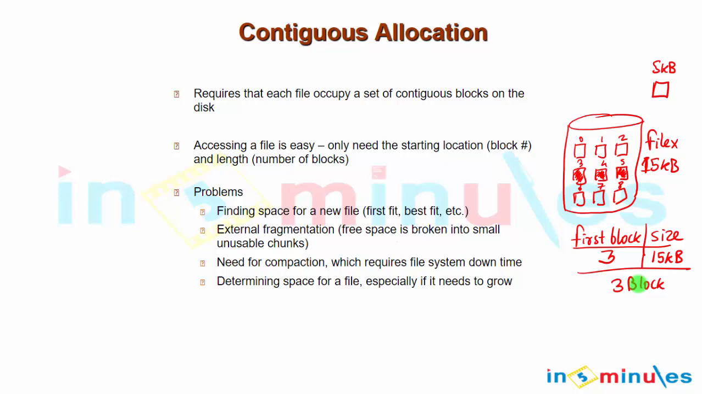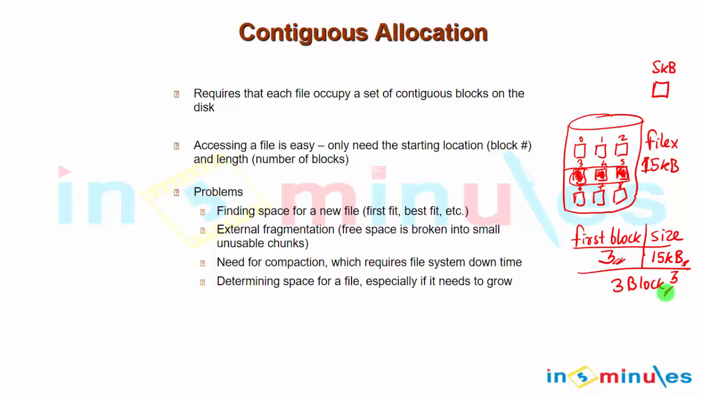So let's see what we have in this slide. It requires each file to occupy a set of contiguous blocks on the disk. As we have explained over here, it would be stored continuously in a file system. Second, accessing the file is easy. The only need is the start location and the length, that is the number of blocks. So instead of 15 KB we can say 3 blocks, as I have mentioned. But there are some serious problems.